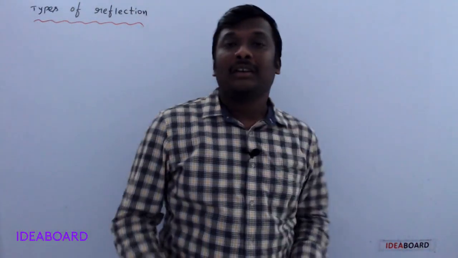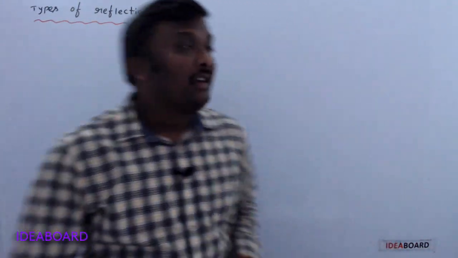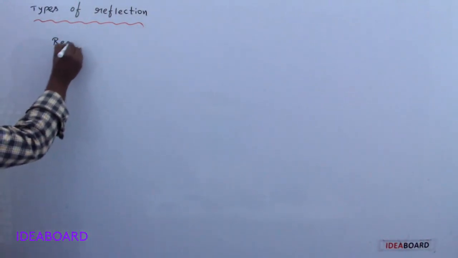Now we are discussing types of reflection. Okay, reflection is of two types. The first one is regular reflection.